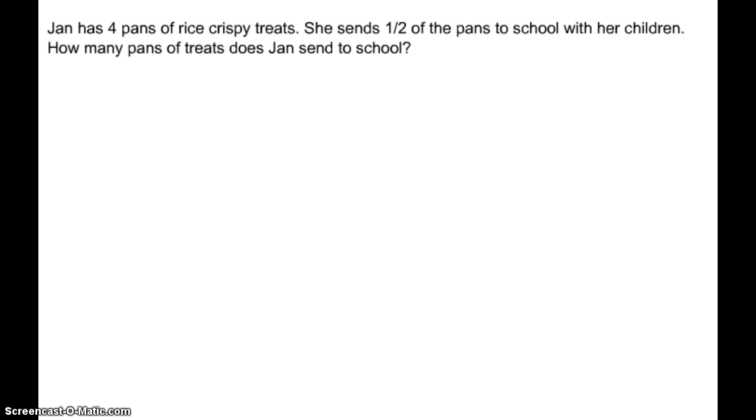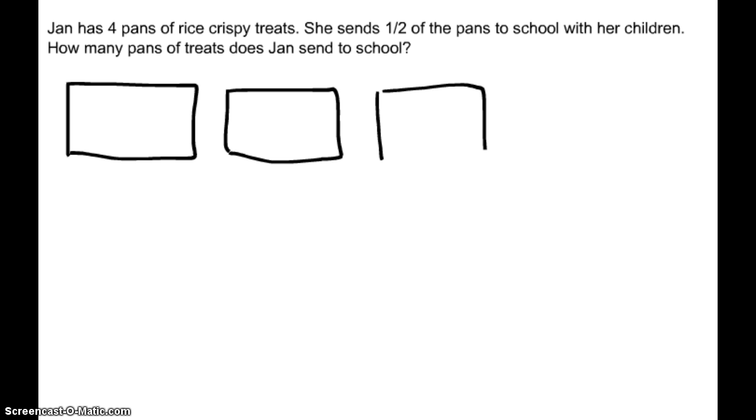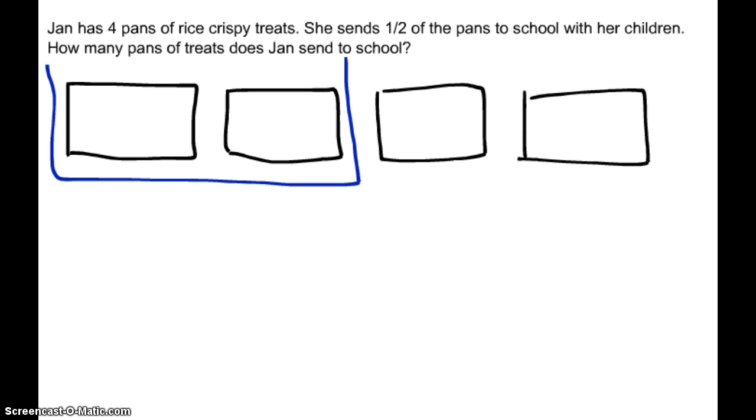After you have written down this problem, I don't want you to think about what operation you're using in this situation. I just want you to draw a picture that would represent the situation. So a possible picture might be, here are the 4 pans of Rice Krispie treats. If she's going to send half of the pans to school, then I know that half of 4 is 2 pans. These are the pans that are going to go to school.